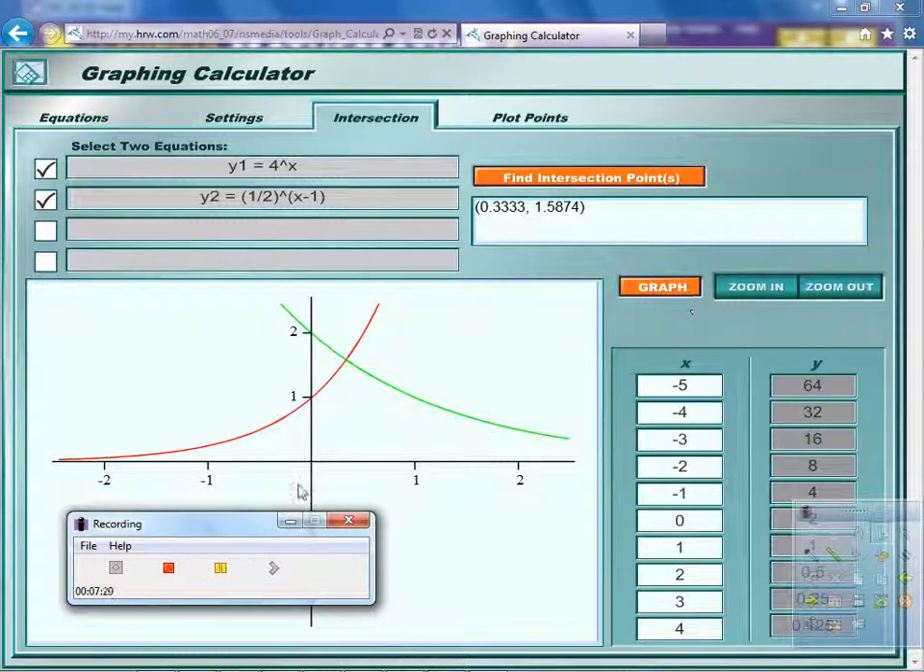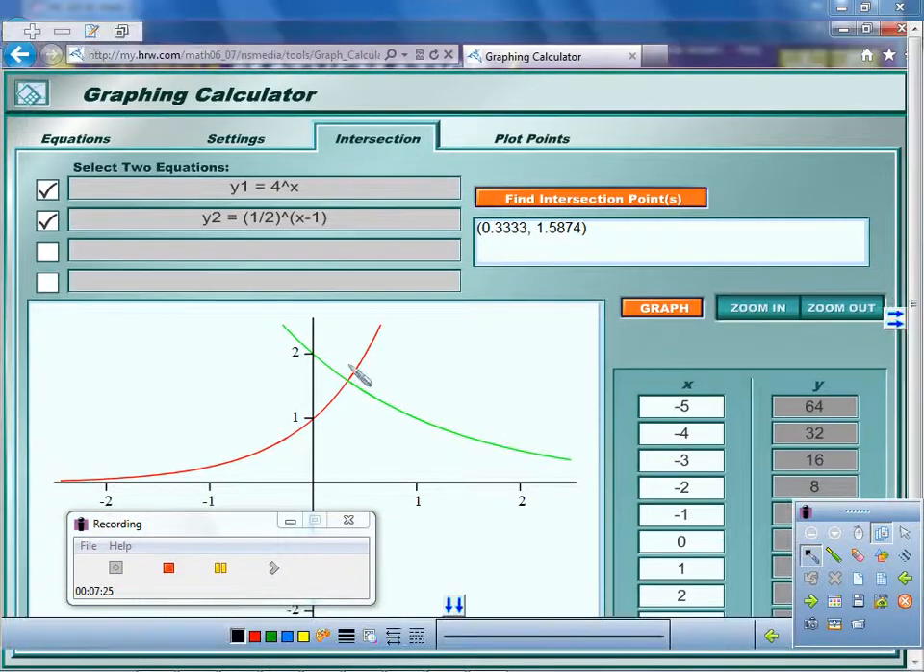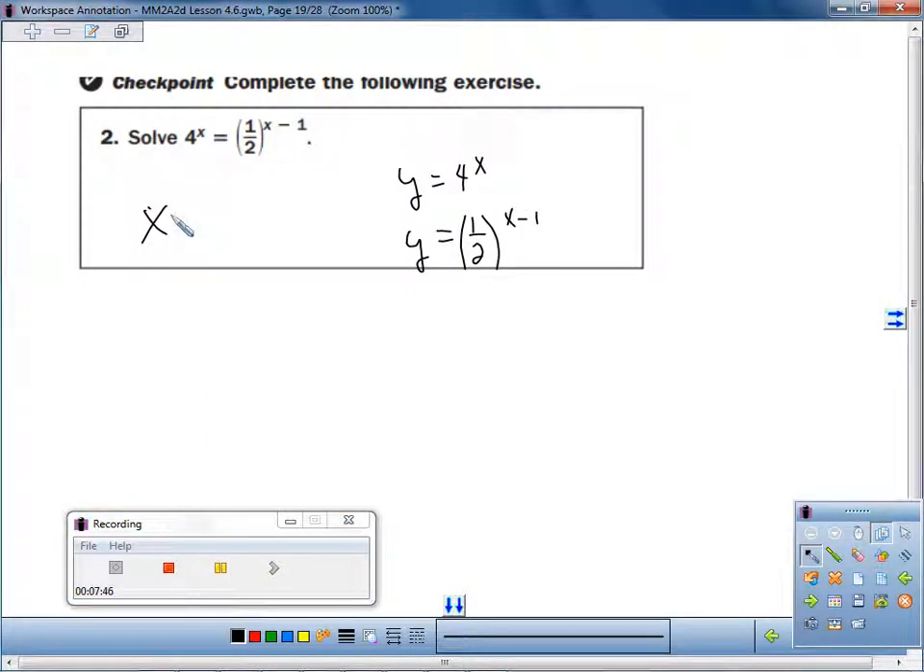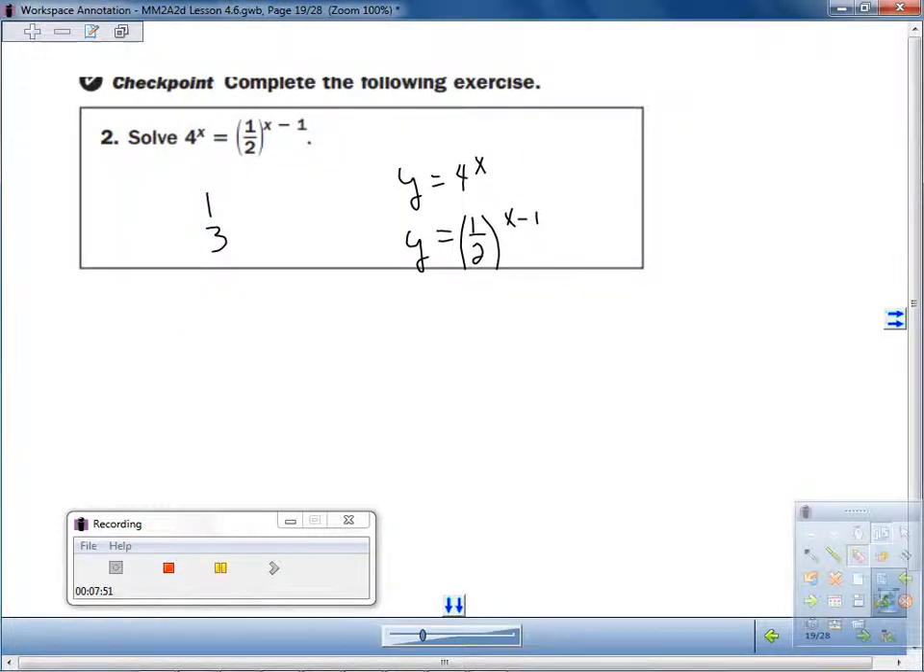Okay, but again the important part is the answer to this problem, is where they intersect. Right there. So we intersect at 1/3 and something, 1.587. So that point right there is represented here. But our answer is the x value, which again I'm going to write as a fraction. That's the same as 1/3. So our answer to this is x is equal to 1/3. Now if I wanted to check my answer, we could check by placing in 1/3 for x, and we should end up with the same thing on both sides.